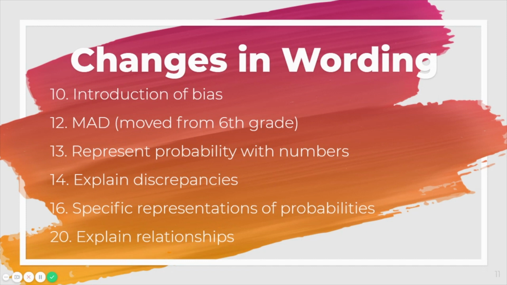There are also some changes in wording. So again, as we referenced before, the introduction of bias in Standard 10, and in Number 12, mean absolute deviation has been moved from 6th grade. Standard 13 has been reworded so that students will be representing probability with numbers, not just understanding what probability is. In Standard 14, they will be asked to explain any discrepancies that arise in their problems. Standard 16 gives specific representations of probabilities. So it's going to ask for percents, decimals, and fractional representations of probability. That has not been spelled out before like it is now.